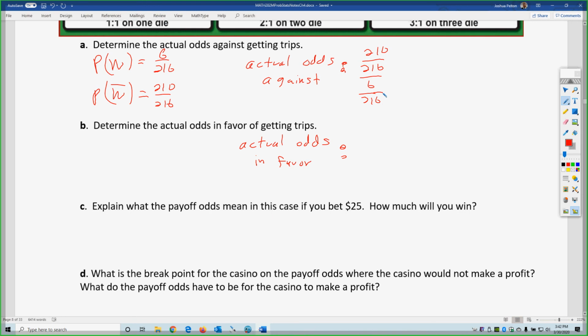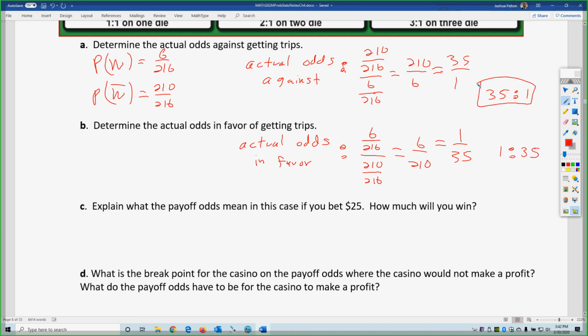Vice versa, in favor is 6 over 216 over 210 over 216, which is 210 over 6 or 6 over 210, which if you simplify the fraction is 35 to 1 or 1 to 35, which is written 35 colon 1 or 1 to 35. So there are 35 ways to lose, 1 way to win when it's simplified.